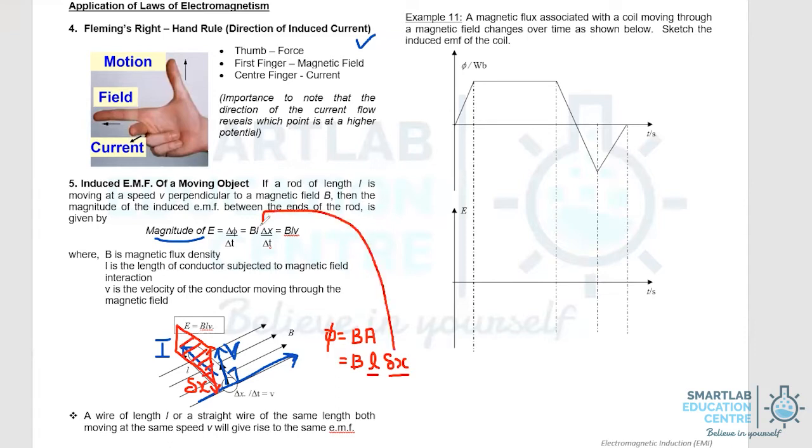And substituting this expression into the change in magnetic flux linkage, we will be able to derive the expression where the magnitude of the induced EMF is equal to BLV, where V is the velocity at which the conducting rod moves, and it is important to note that B has to be perpendicular to V in the application of this formula.